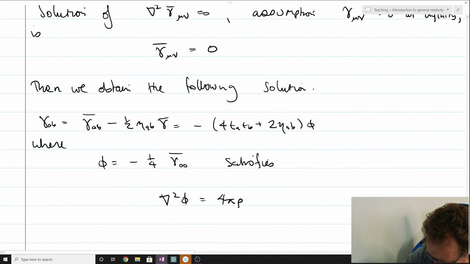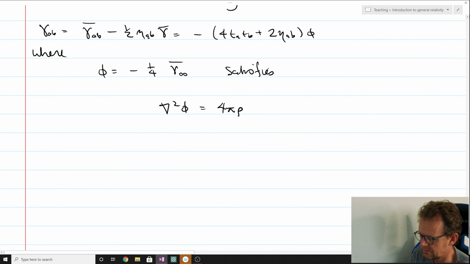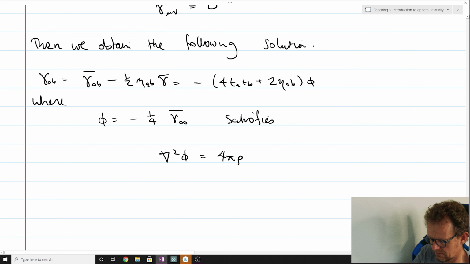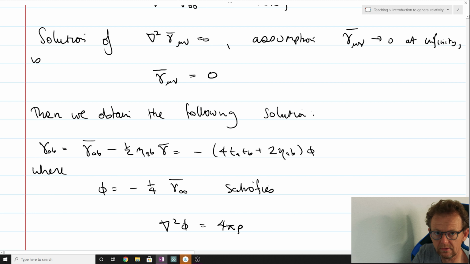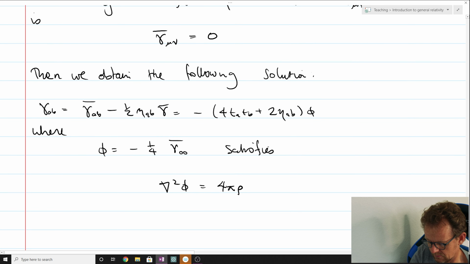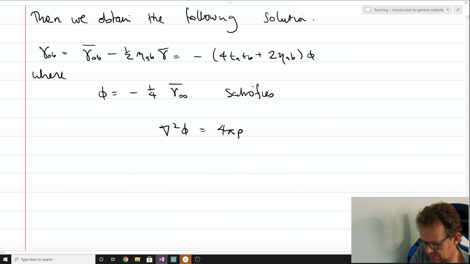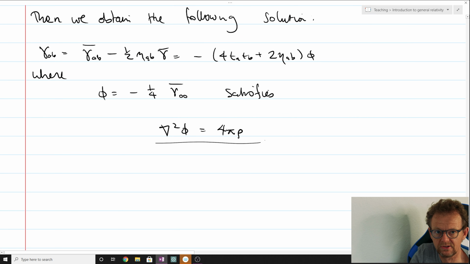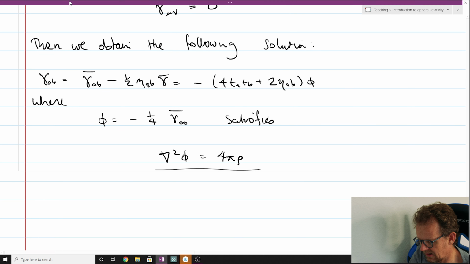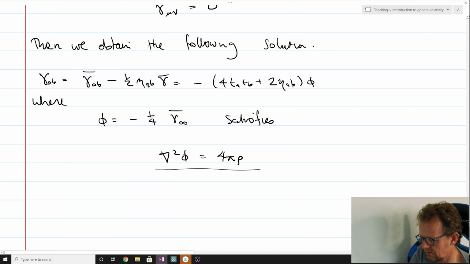Okay, so we've got this solution now to the full linearized Einstein equations. So we're done, right? Phi here is just the usual gravitational potential of Newton's theory. Well, let's see, are we done? I mean, that's very good.